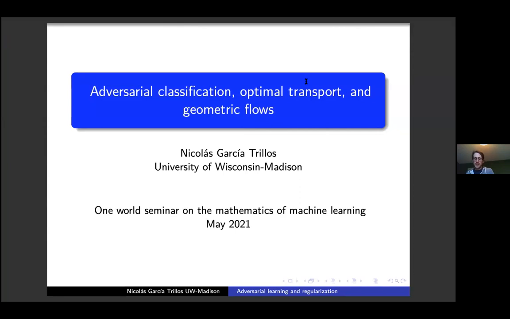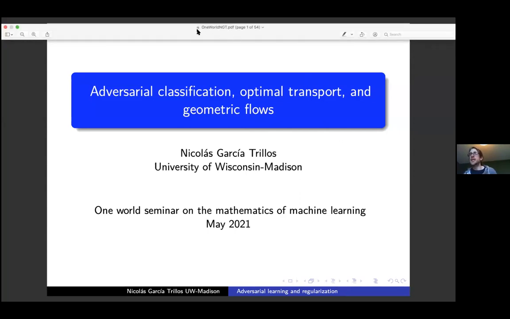So Nicolas is an assistant professor at Wisconsin-Madison. Before that, he was, I'm not sure I know the correct pronunciation, the Praga assistant professor at Brown. And before that, he was a PhD student at Carnegie Mellon University. His research interests are in applied analysis, with applications to machine learning. He's going to talk today about adversarial classification, optimal transport, and geometric flows.